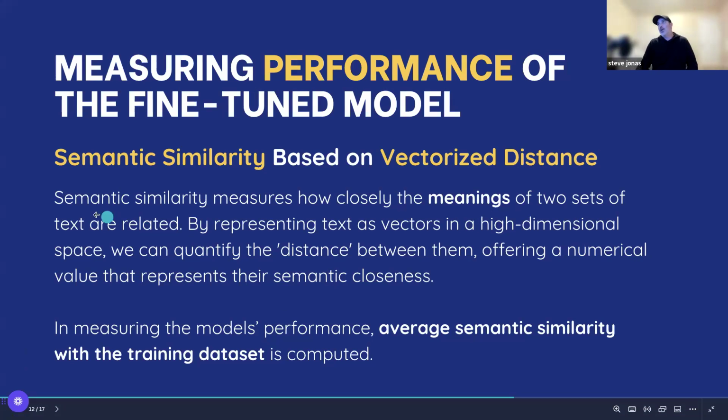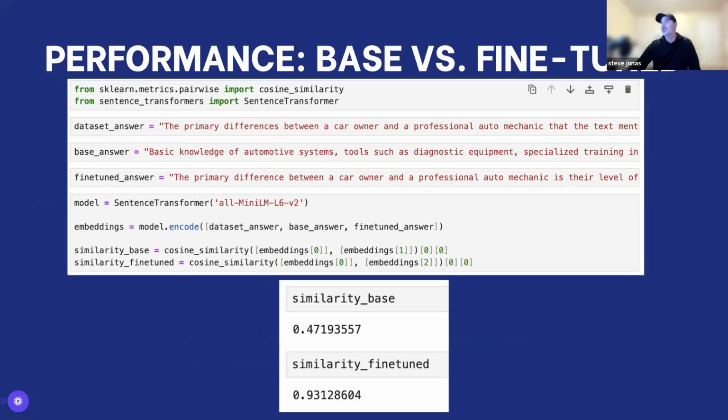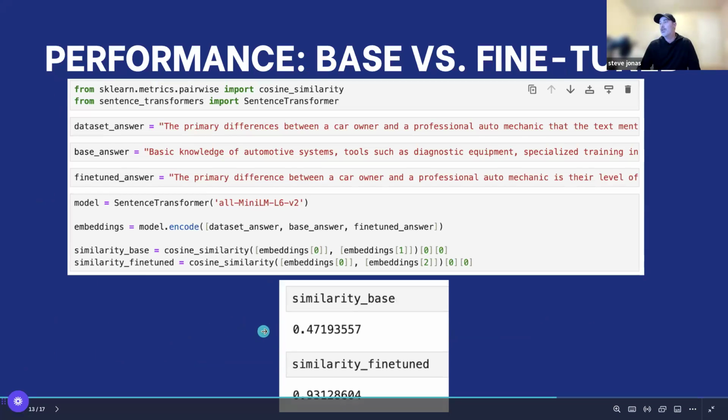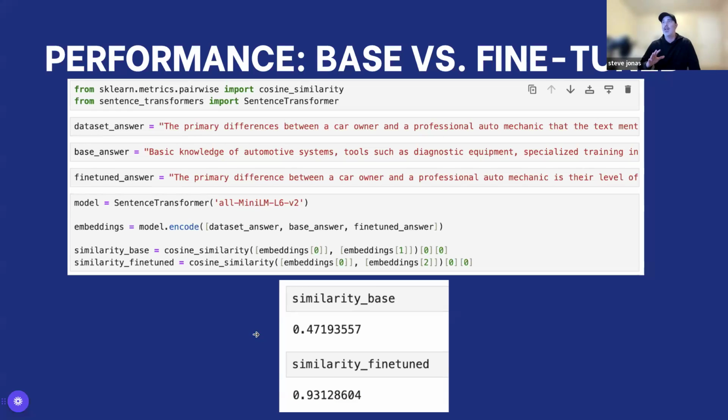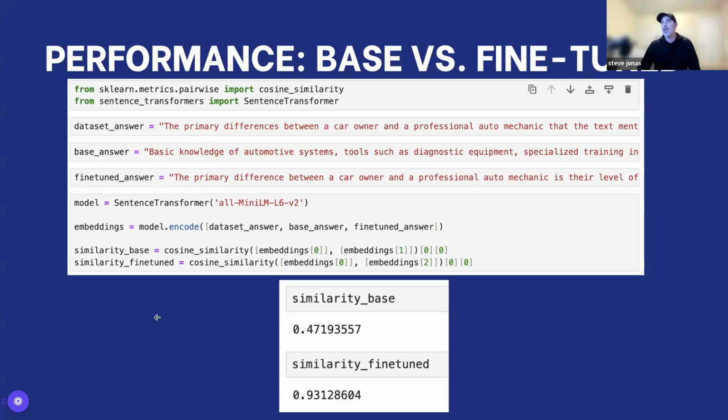So how do we measure the performance of this? Basically with semantic similarity. To measure the model's performance, we used an average semantic similarity with the training data set. And this is how we did it. Basically the base was about 50%, and the fine-tuned on average was about 89%, which came out pretty good, I thought. So a big increase in accuracy, which was really good.